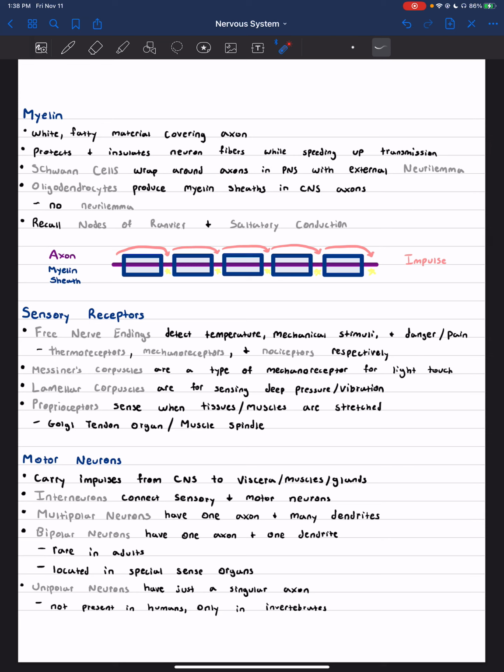Unipolar neurons are not in humans. These are just one singular axon. We've only found them in invertebrates so far, such as fruit flies. We haven't discovered any in humans. And one thing I forgot to mention are these things called interneurons, which connect sensory and motor neurons, and these are functional in things like reflexes and reflex arcs, but they're kind of a junction point that connects sensory and motor neurons, and they're a lot smaller.